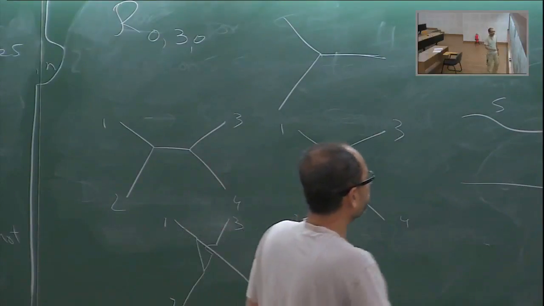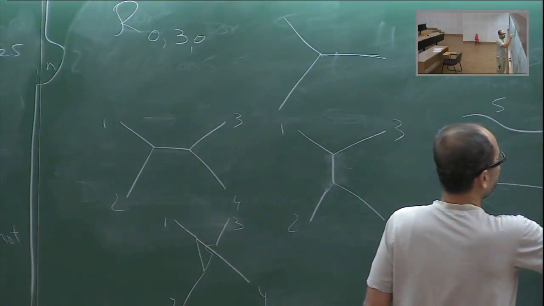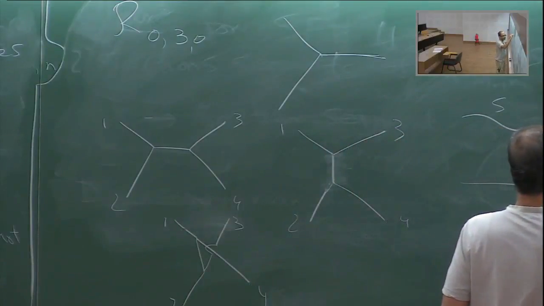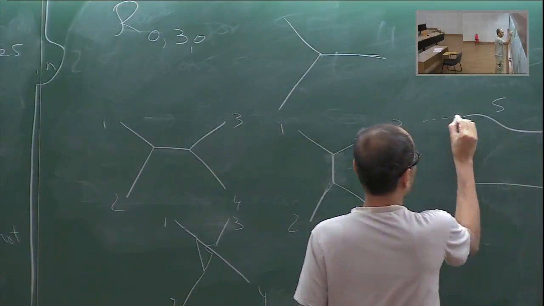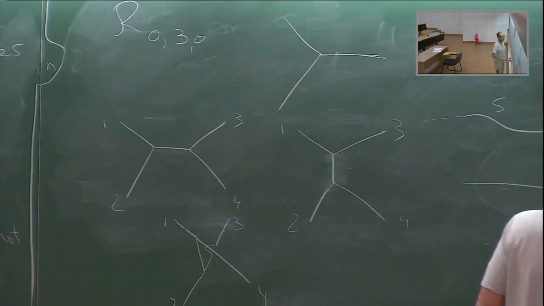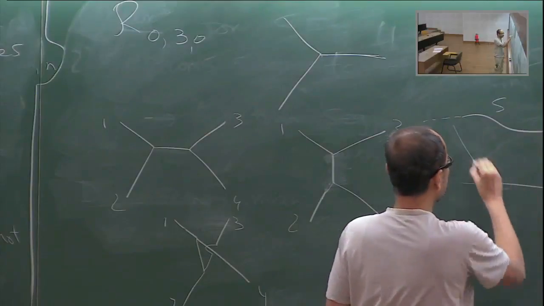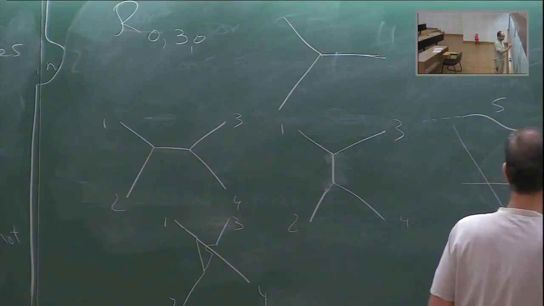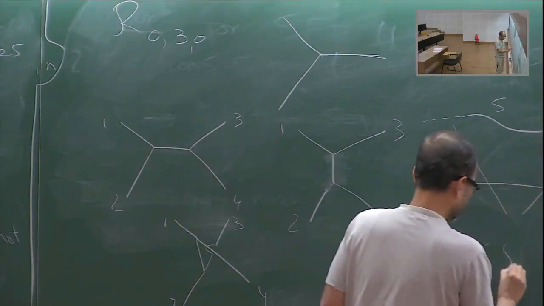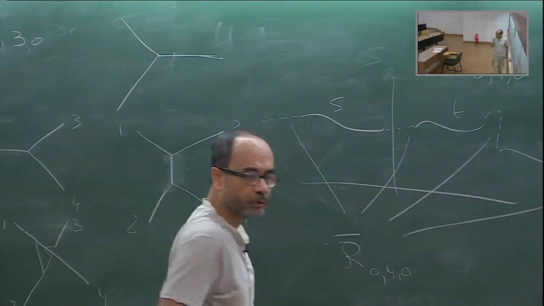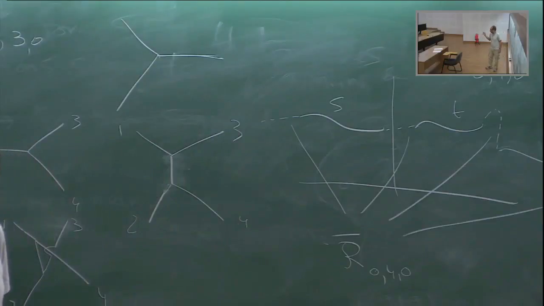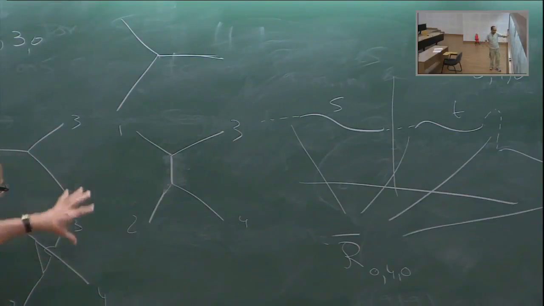So now you fill the gaps. There is a lot of ambiguity in how you fill the gaps. You can go up and down, you can do many things. And you declare the union of all of these to be R bar 0,4,0. That's the way you choose your R bar 0,4,0. Because after all, the total 4-point amplitude is these 3 plus this.